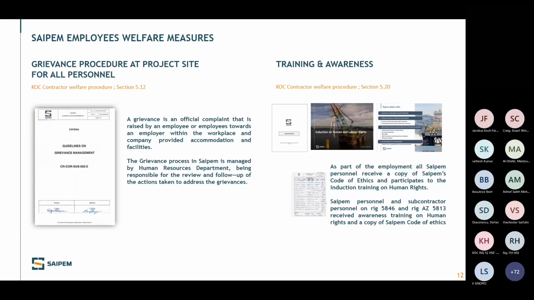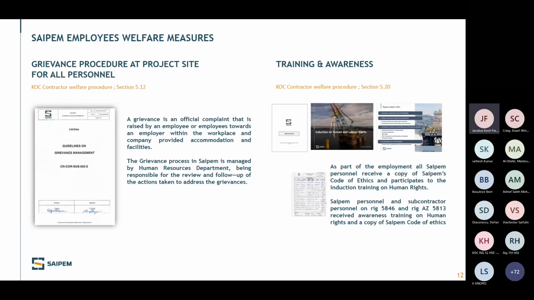Grievances. SAIPAM has a grievance procedure in place at project level as well as at corporate level. A grievance is an official complaint that is raised by an employee or employees towards an employer within the workplace and company provided accommodation and facilities. The grievance process in SAIPAM is managed by the Human Resource Department, which is responsible for the review and follow-up of the action taken to address the grievances.